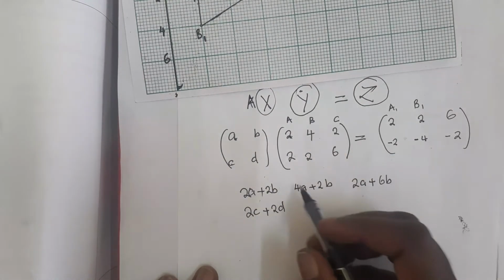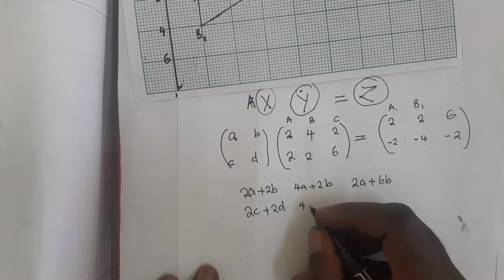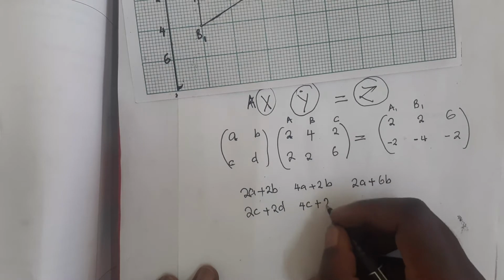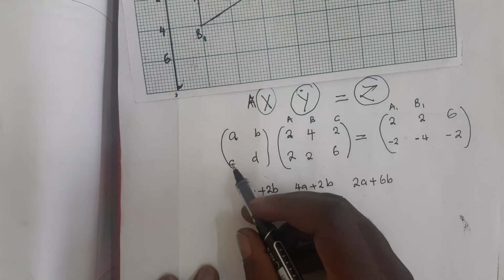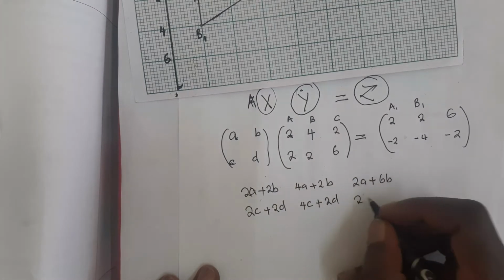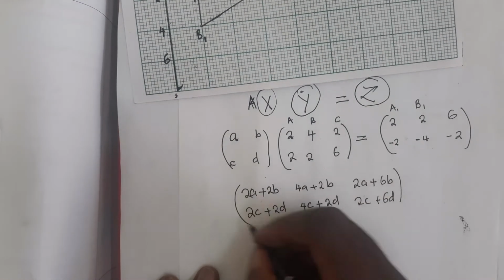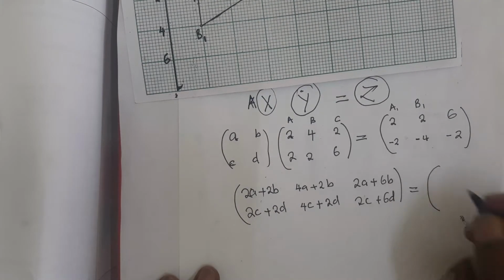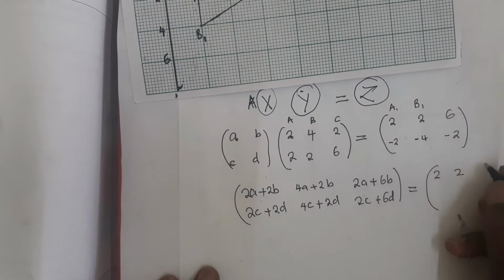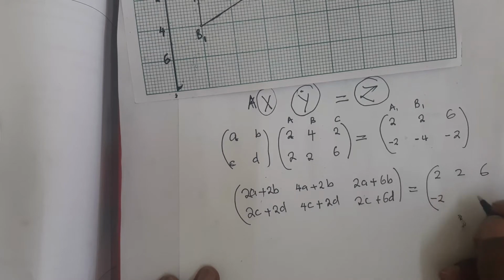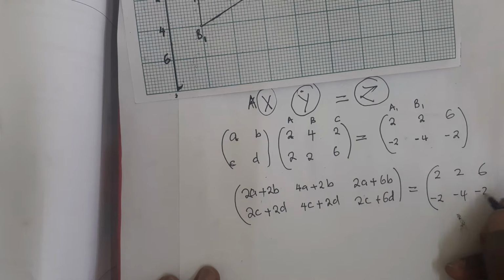Then we go to the second part. C multiplied by 4 is 4C plus 2D. The last one is C multiplied by 2 is 2C plus 6D. This is equal to 2, 2, 6, -2, -4, -2.